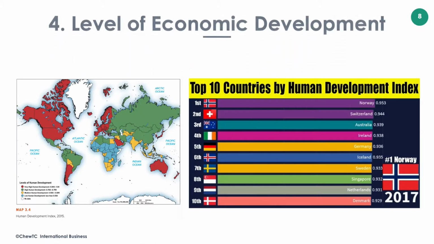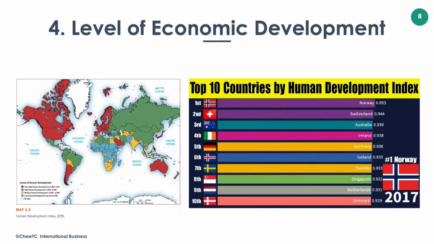This slide shows you on the left the map of the Human Development Index in 2015. Different colors indicate different HDI. So we can see that those in red color indicate very high human development, whereas those in blue color indicate low human development. So we can see that usually those with a very good economic system go hand in hand with good human development, such as the United States.